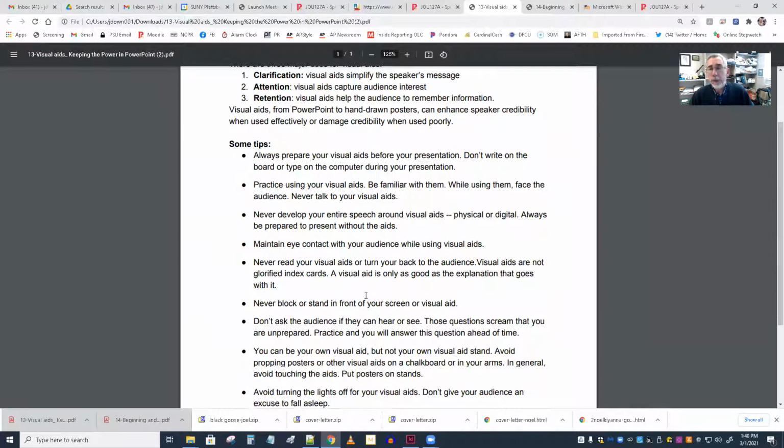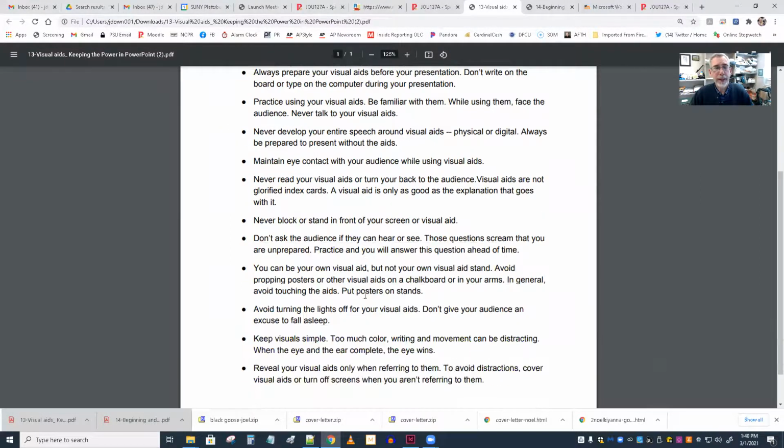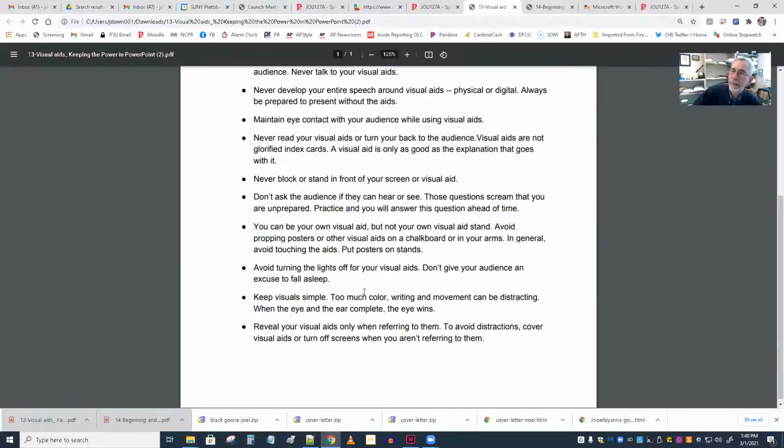A visual aid is only as good as the explanation that goes with it. So you don't have them just visual aids create questions in people's minds. Never stand in front of them or block them. Don't ever ask, especially for digital presentations, if people can hear or see. If you have to ask that, obviously you haven't done your homework to make sure that you are loud enough, you're in the correct place, and that you have prepared your information properly.